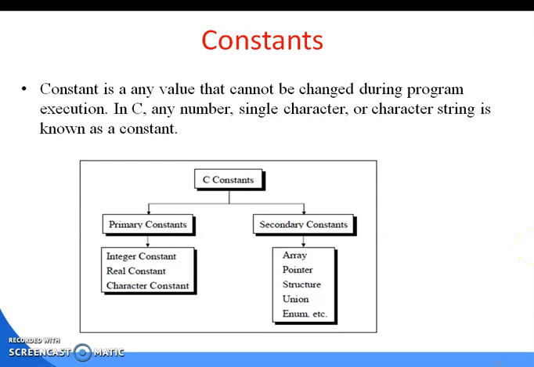Today I'm going to discuss the constants used in C. A constant is any value that cannot be changed during program execution. In C, any number, single character or character string is known as a constant. Constants are of two types: primary constants and secondary constants. Under primary constants there are integer, real and character. Under secondary constants there are array, pointer, structure, union, enum, etc.